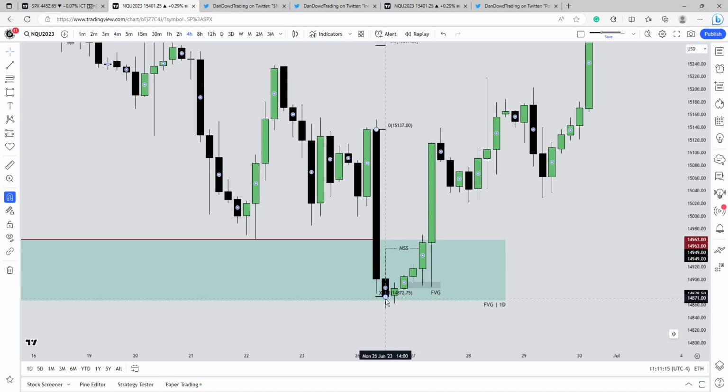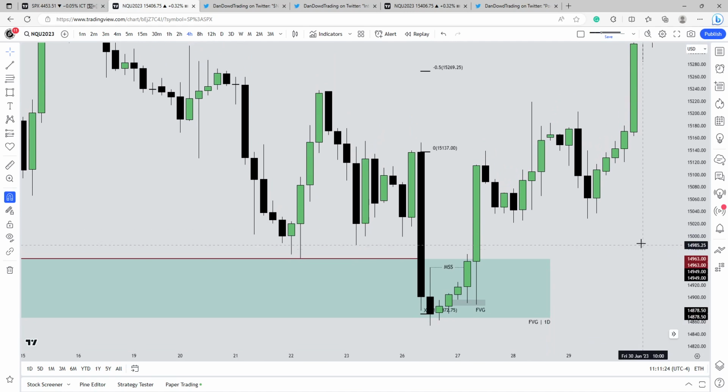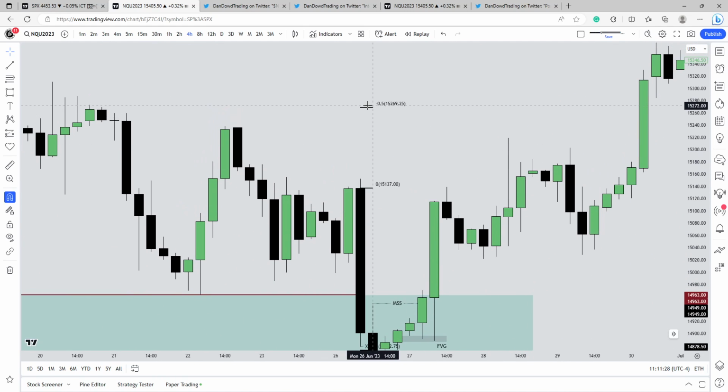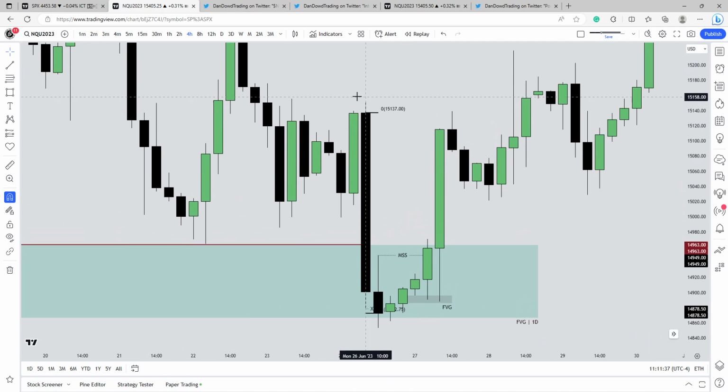But what you could also do is draw a standard deviation from the body of this low to this high, right? So on this manipulation leg down that creates the order block, what you could do is draw a standard deviation from this swing low to this swing high. And we can look for the first standard deviation past buy side liquidity. That would put us at 15,269.25.